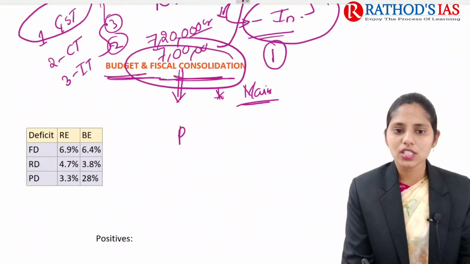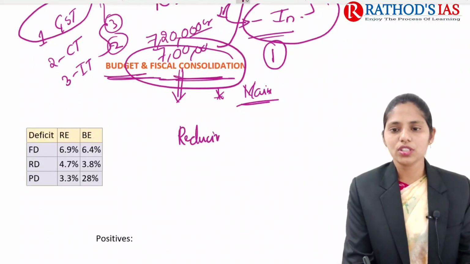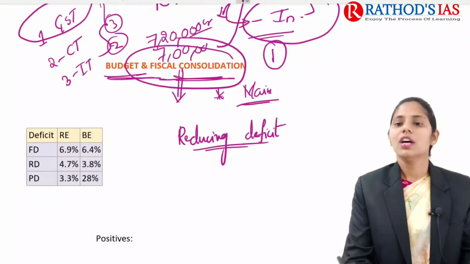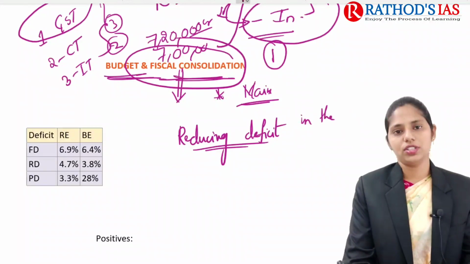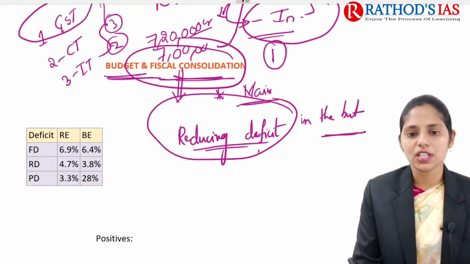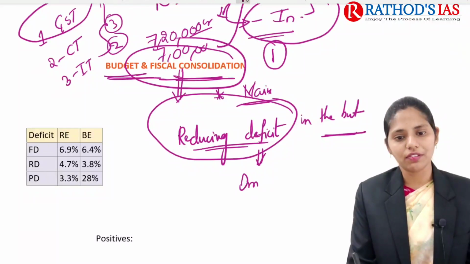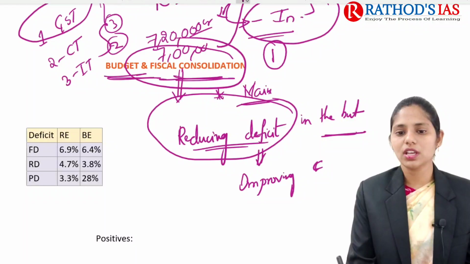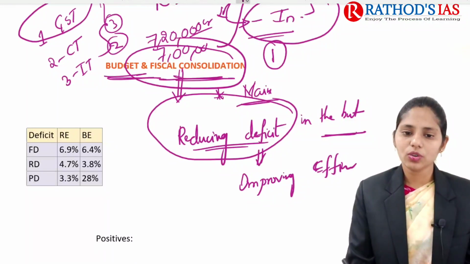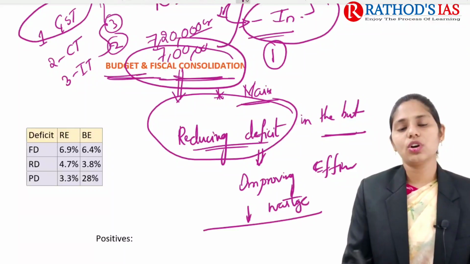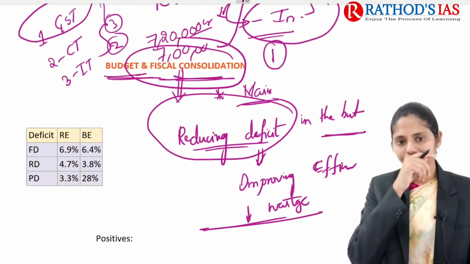So what is this fiscal consolidation? Fiscal consolidation is nothing but mainly focusing on reducing the deficit in the budget. So how can we go about reducing the deficit? Especially we can go for improving efficiency, and we can go for decreasing wastage, that is, decreasing wasteful expenditure.